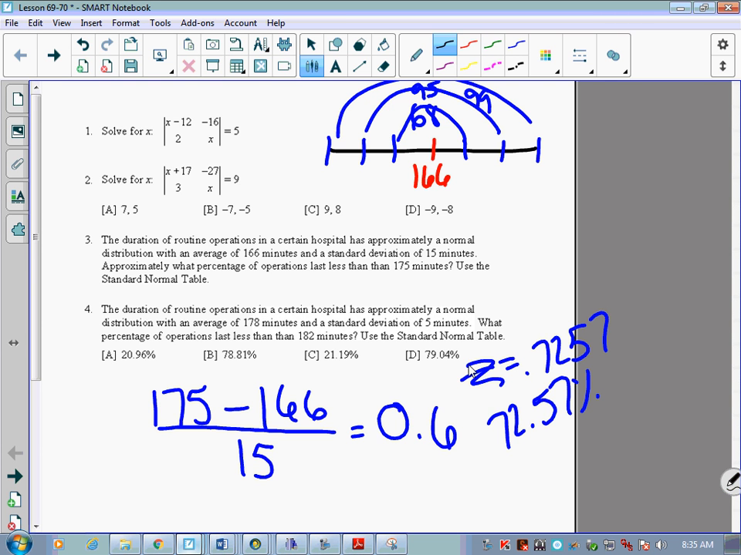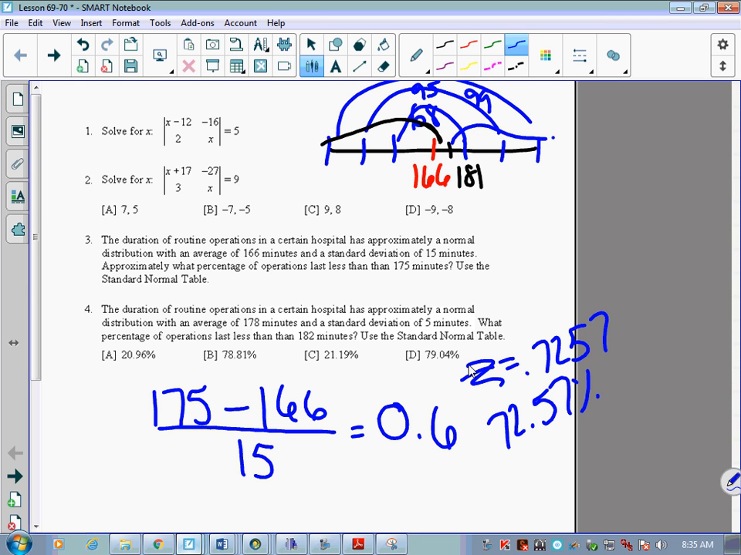So let's go ahead and see how that works. What's 166 plus 15? What's that? 181. Okay. So our 175 is in here somewhere, right? So we're looking at what percentage falls to the left of that. But rather than trying to just brute force figure that out, this formula actually works out a lot faster for us. Now, if we were looking for what percentage was greater than, that's going to be a little different.